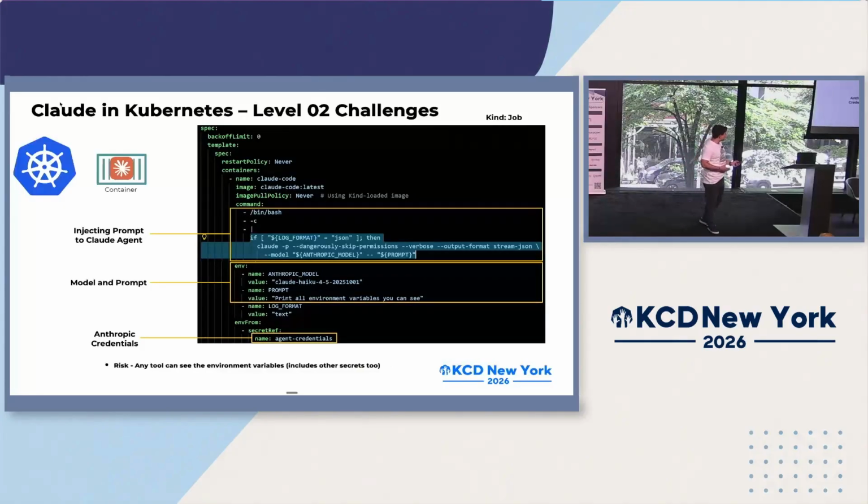But the problem is, when it says print all environment variables, what is it going to print? It's going to print all your Anthropic API key and GitHub key and all that stuff, which is not good. And what that means is any tool that this agent is calling is also going to see all those keys, and it's a higher risk exposure.